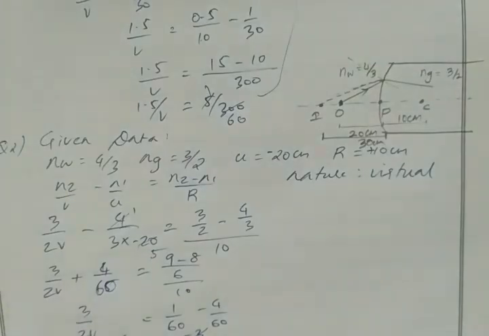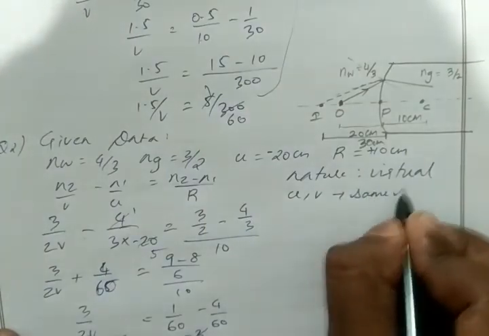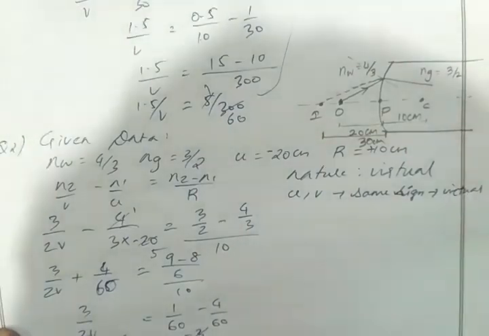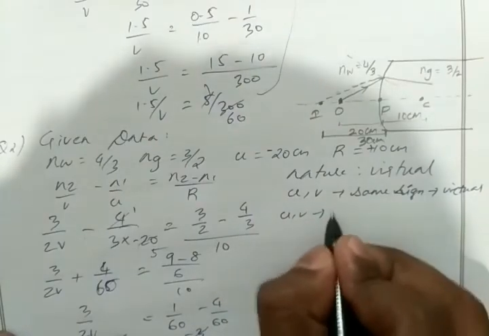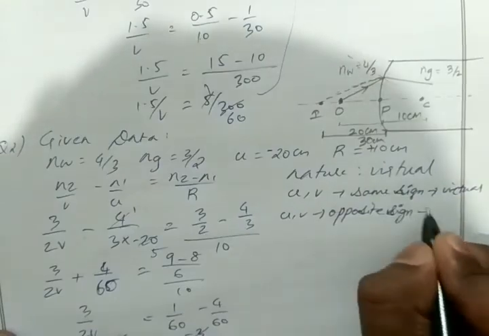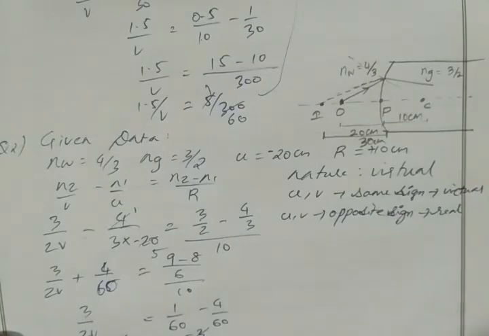Okay, so note down the trick. When u and v are the same sign, then we take virtual. If u and v are opposite sign, then we take real. So object distance and image distance same sign, we take nature of image virtual. u, v opposite sign, we take real. u, v same sign we have virtual, u, v opposite sign we have real.